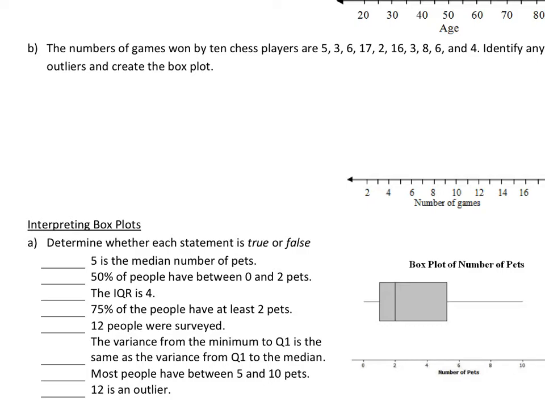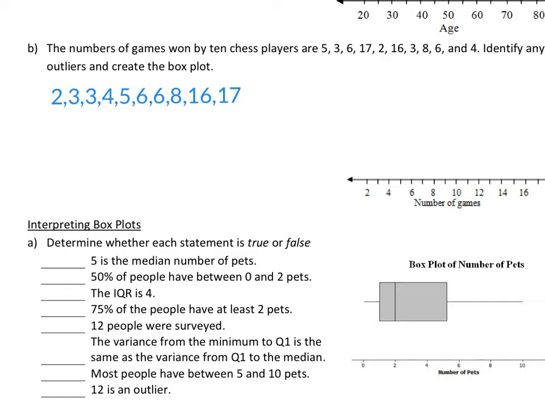The numbers of games won by 10 chess players are 5, 3, 6, 17, 2, 16, 3, 8, 6, and 4. Identify any outliers and create the box plot. The first thing you need to do is to put the numbers in order from least to greatest. So go ahead and do that right now. Okay, so here are the numbers listed in numerical order: 2, 3, 3, 4, 5, 6, 6, 8, 16, and 17.